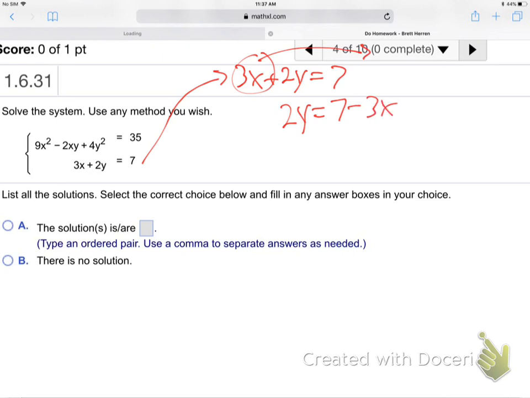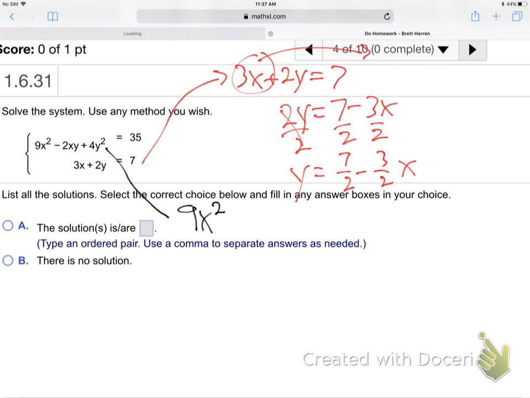I'm going to show you something that'll really save you some time and effort. So dial in with me here. If I divide by 2, like that, then I get y alone. But look at this. I got a bunch of fractions. I mean, it's okay. You could do it. You have to now plug it in for 9x squared.